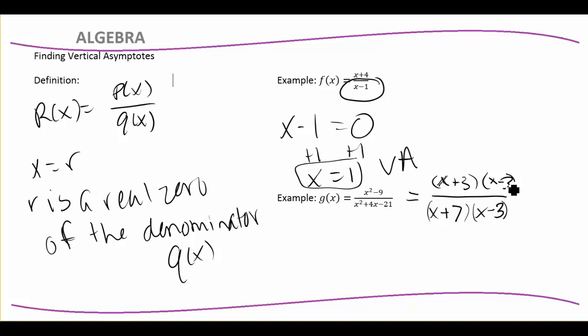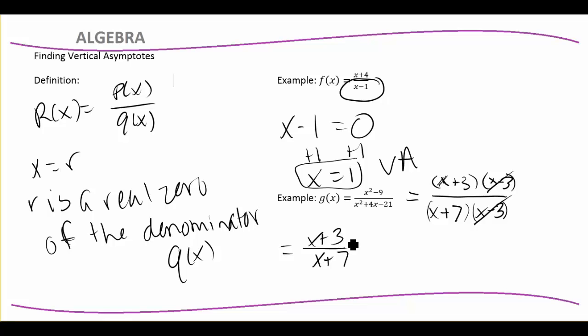Look here, we have x minus 3 and x minus 3 on top and bottom, so they cancel out, leaving us with x plus 3 over x plus 7. So the rational function was not in lowest terms. Now that we have g of x in lowest terms, we can find the vertical asymptotes.